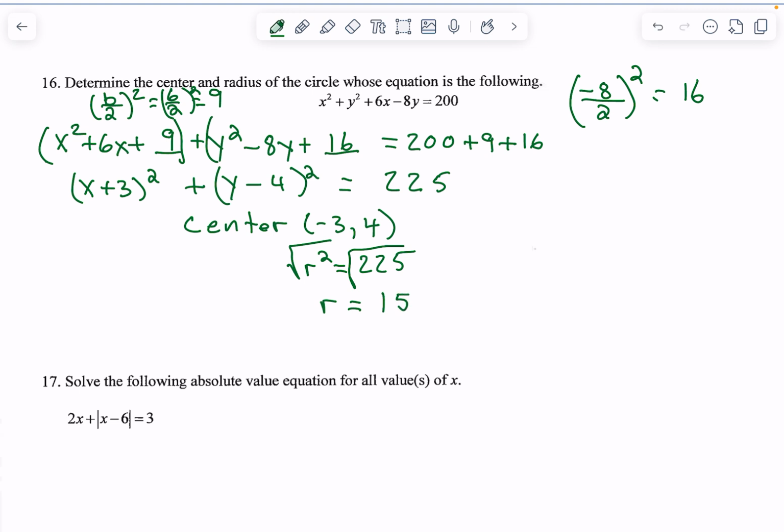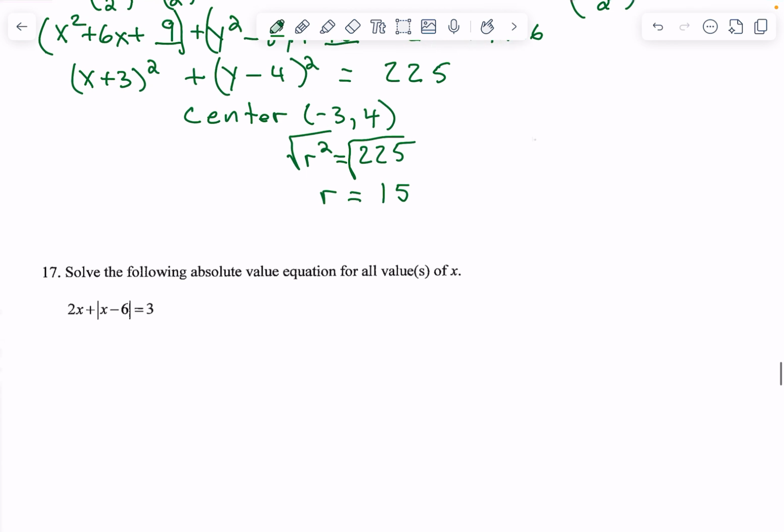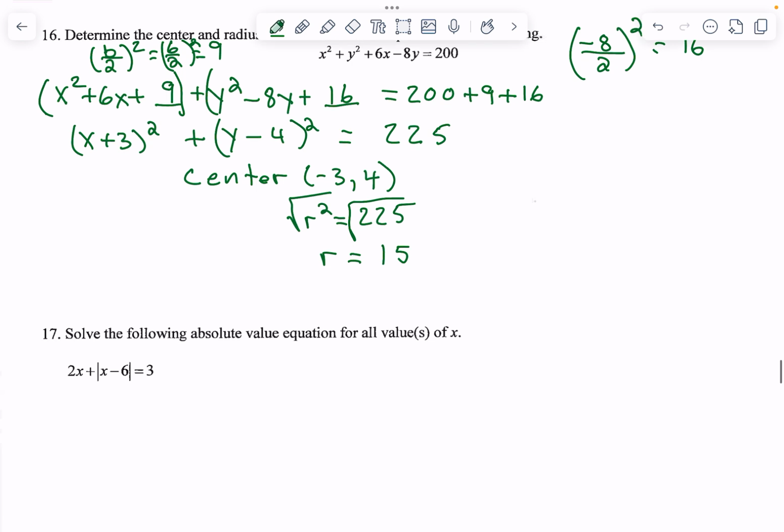Okay? And again, so here we have one. The ones that were in the multiple choice ones didn't have 2 x's. So here we're going to have 2 x's, which means we have to check. We always have to check square root equations and absolute values and make sure we don't have any extraneous roots. But the first thing we're going to do is get the absolute value of x minus 6 by itself. So we're going to subtract 2x here, subtract 2x here, and we have the absolute value of x minus 6 is equal to 3 minus 2x.